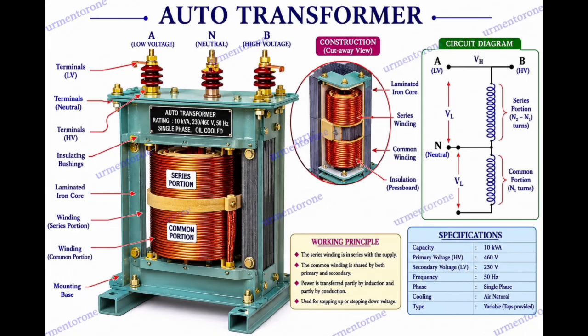Sixth one, autotransformers. An autotransformer features a single continuous winding wound on a laminated core, which serves as both the primary and secondary winding. The voltage is stepped up or down by tapping into different points along the winding.